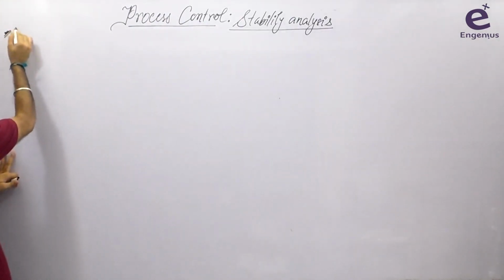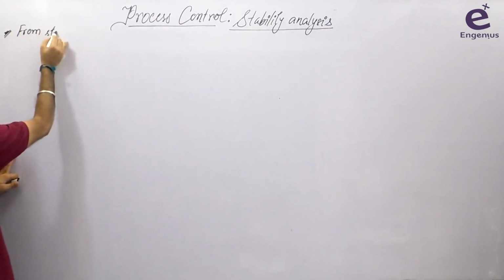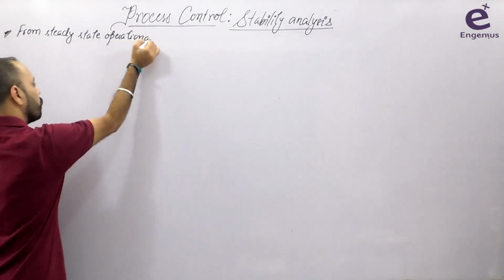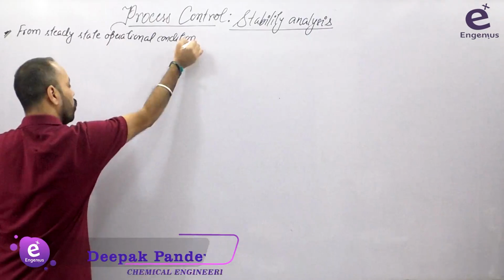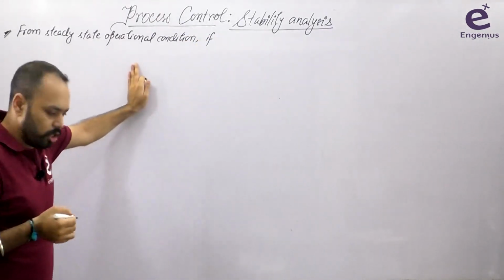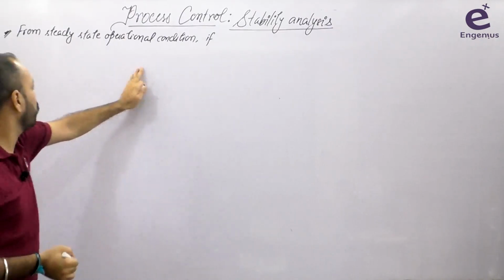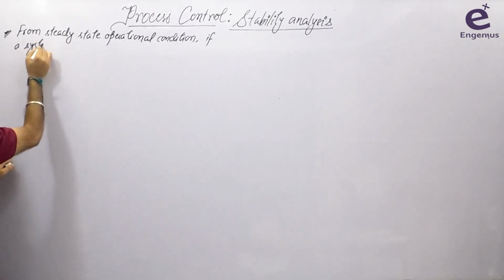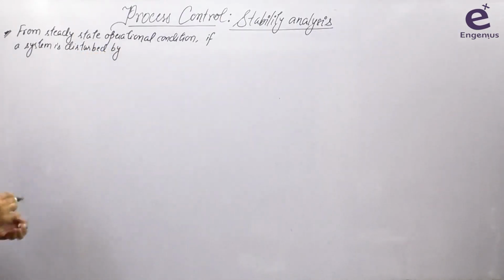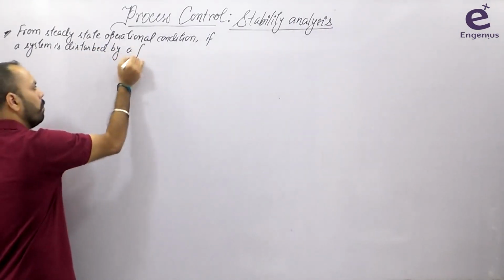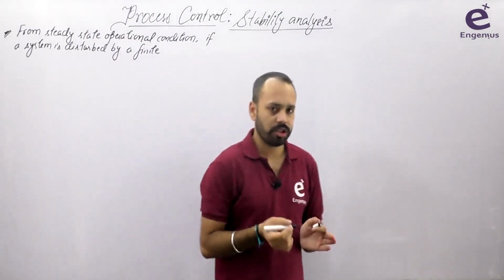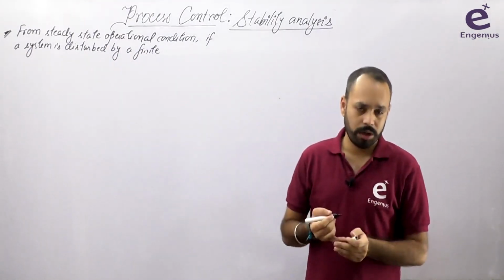First definition, first point. From steady state operational condition, if a system is disturbed by, what is the meaning of from steady state operational condition? It means the system was earlier operating at steady state. If a system is disturbed by a finite or bounded input. I hope you remember what is the meaning of bounded input. I already told you when I was discussing inputs that you can always check whether a mathematical function is bounded or unbounded. So we discussed which inputs were bounded and which inputs were unbounded.